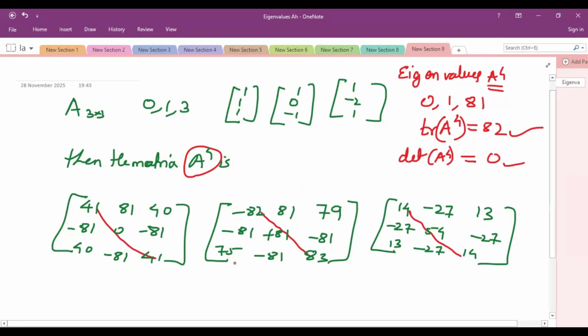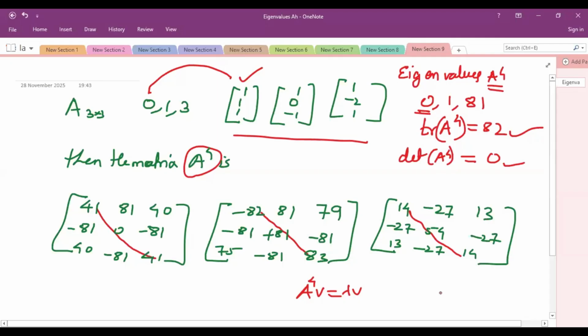Let's look at the next part. Since 0 is one of the eigenvalues of A raised to 4, and we know that the eigenvector will still remain the same, 1, 1, 1 is the eigenvector corresponding to eigenvalue 0. These are the corresponding eigenvectors for 0, 1, and 3 respectively. For any matrix, when we multiply by the vector, we get lambda times the vector. So A raised to 4 into the vector will be equal to lambda times the corresponding vector.